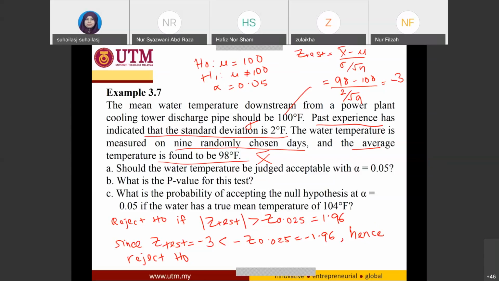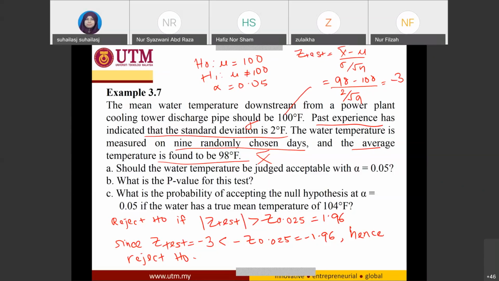Okay, sebab ini saya tengok one side je lah. Kalau one side maksudnya dia ada positive and also negative. So since we have a negative value, so ni just saya compare with negative value. So minus 3 is less than minus 1.96. So we reject our null hypothesis. So reject our null hypothesis maksudnya conclusion dia mu is unequals to 100. Lepas tu kamu buatlah conclusion dia apa?